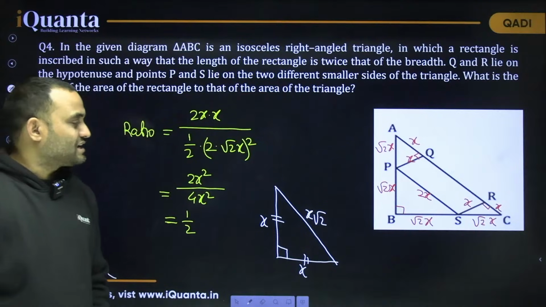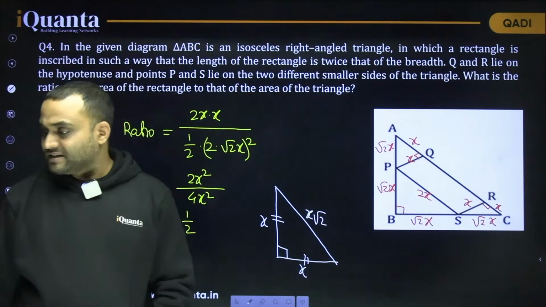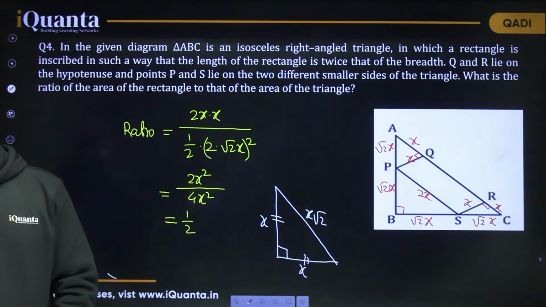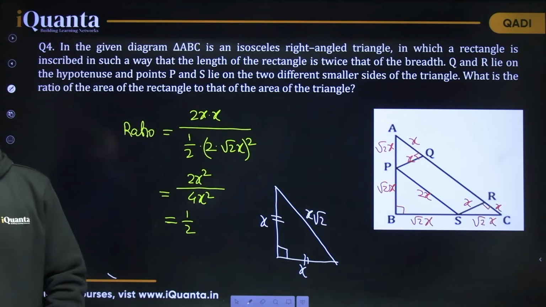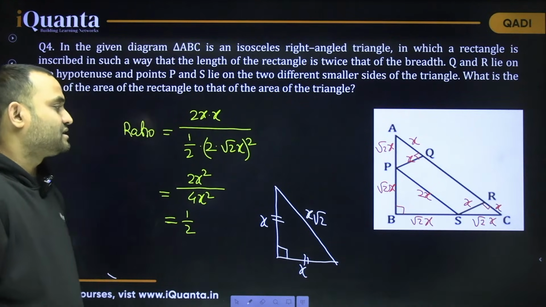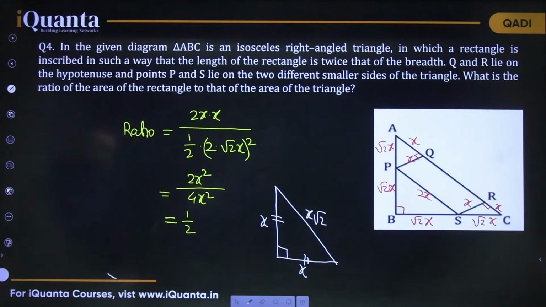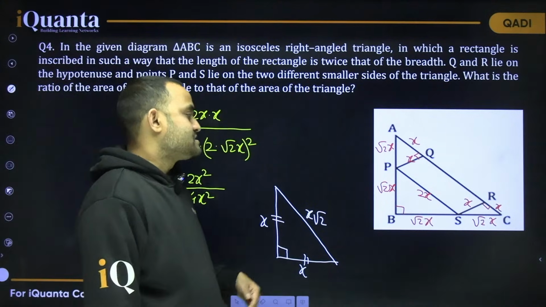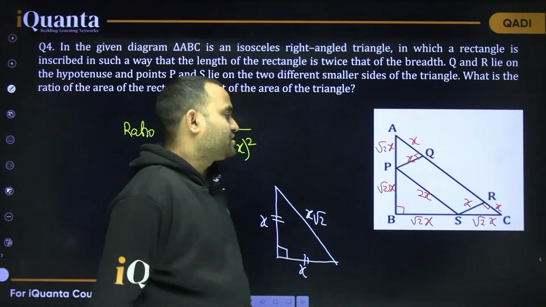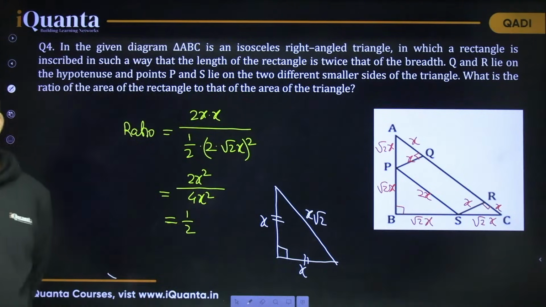PS is parallel to AC. Yes, we can consider PS is parallel to AC. Yes, Paris, we can consider that. But what's the use of that? It will double, this is 2x, this will become 4x. Ultimately we have to do it anyway, right?